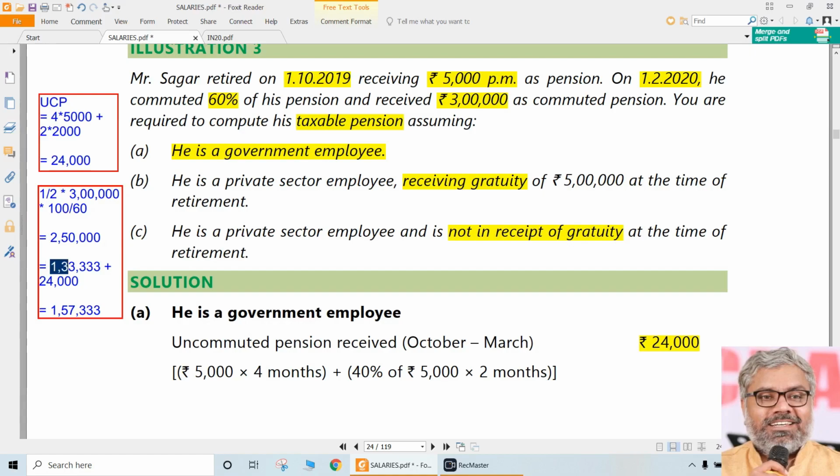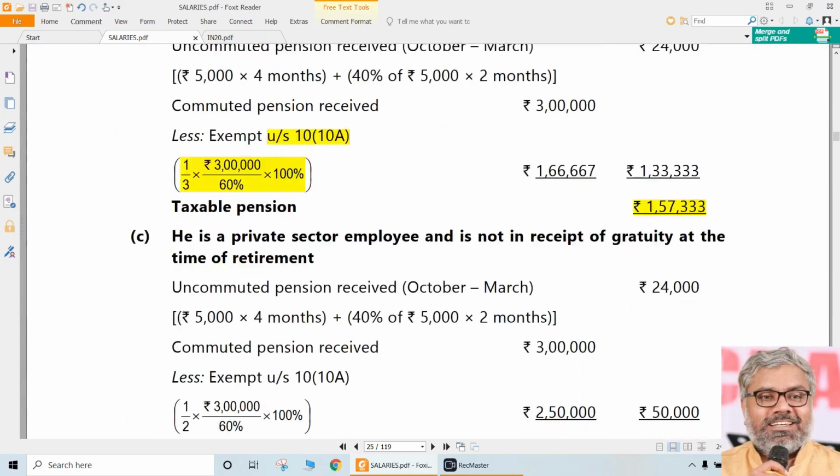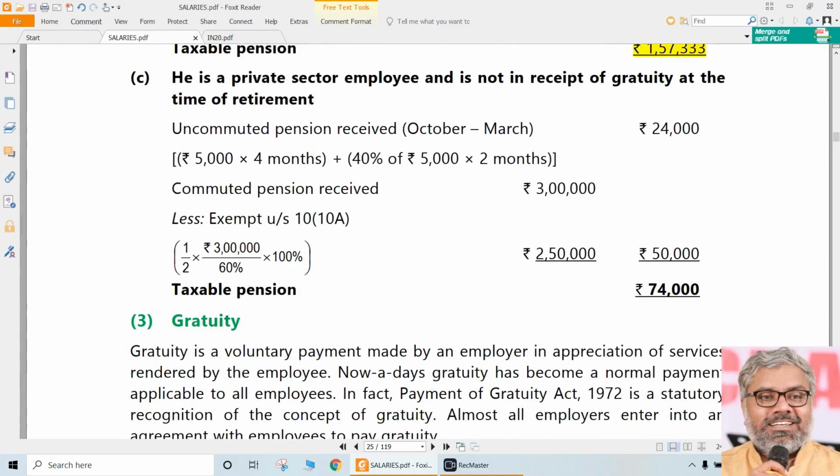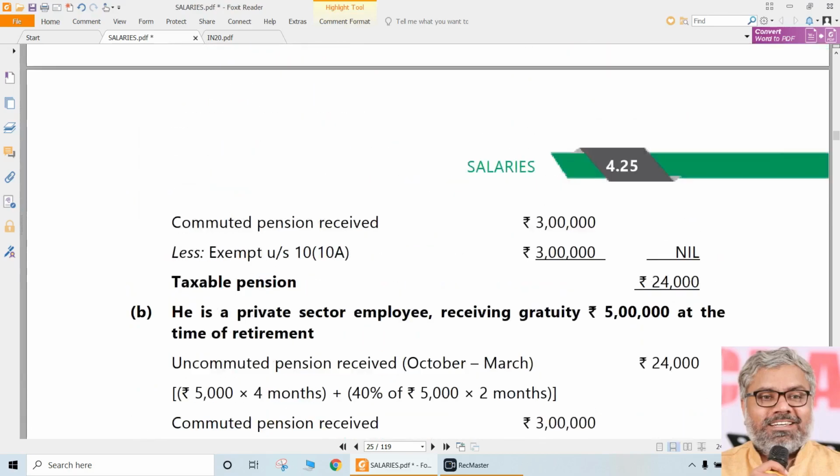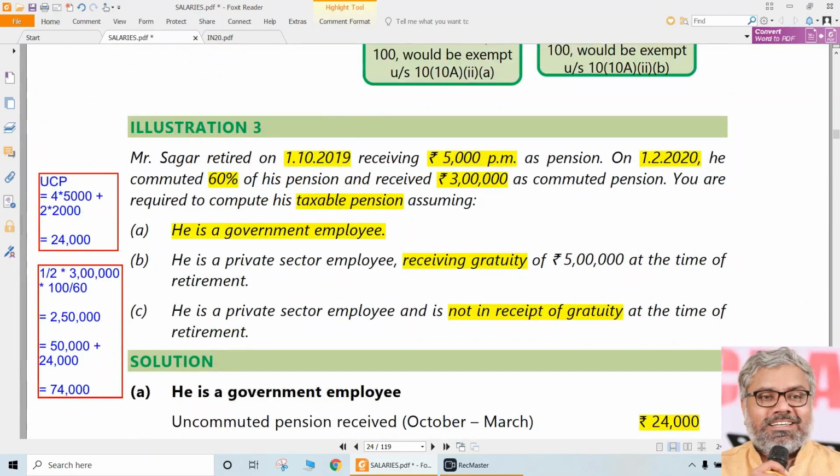If 3 lakhs is received and 2,50,000 is exempt, naturally how much will be taxable in this case? 50,000 will be taxable. So 50,000 plus 24,000, already taxable for everybody. So how much is the final taxable pension for this person? 74,000, if this private sector employee is not in receipt of gratuity. That is the final answer here naturally. Like this, for any case, we should be able to calculate the exemption.